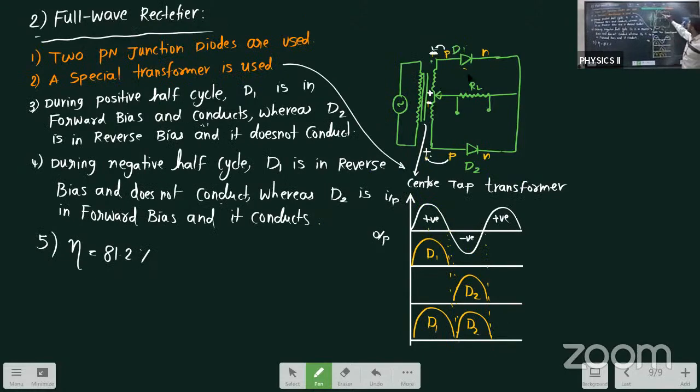But next we have discussed the full wave rectifier. In a full wave rectifier, how many diodes are we using? We are using two PN junction diodes and a special type of transformer called the center tap transformer. During the positive half cycle, diode D1 is forward biased and diode D2 is reverse biased. During the negative half cycle, diode D1 is reverse biased and D2 is forward biased. If I combine the entire cycle, I am getting the output for both the positive half cycle and the negative half cycle. And finally, the efficiency of a full wave rectifier is how much? 81.2%. Let us finish today's class here itself.